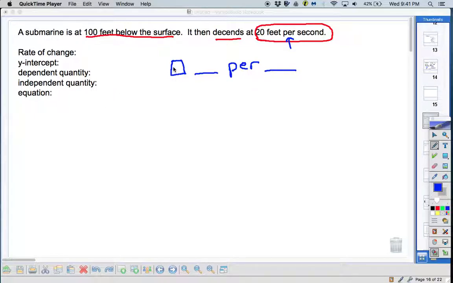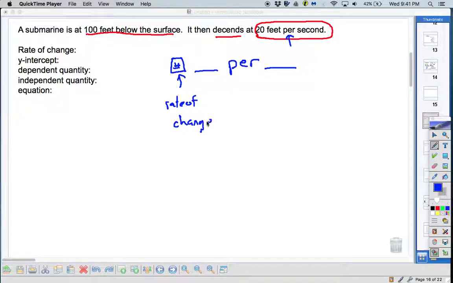Okay? So inside this box is generally going to be a number. This number right here is going to be your rate of change. So anytime you see that number, it's going to be your rate of change. In here is going to be your dependent quantity, and afterward is your independent quantity. And they're in alphabetic order, so it's easy to remember. It's dependent per independent. Okay? And that will tell you where your rate of change is.